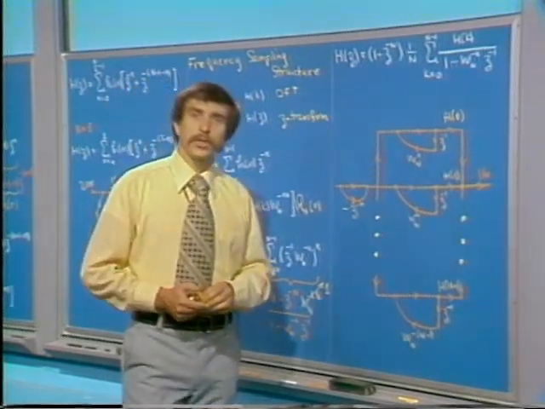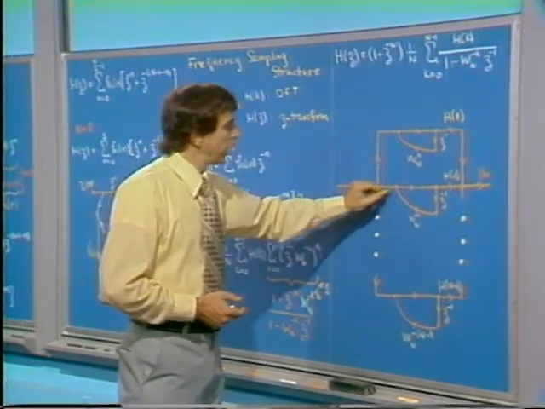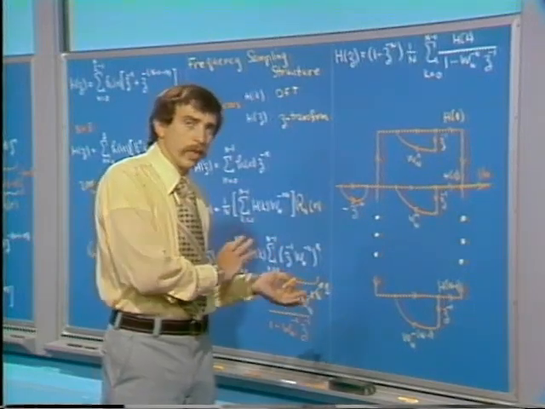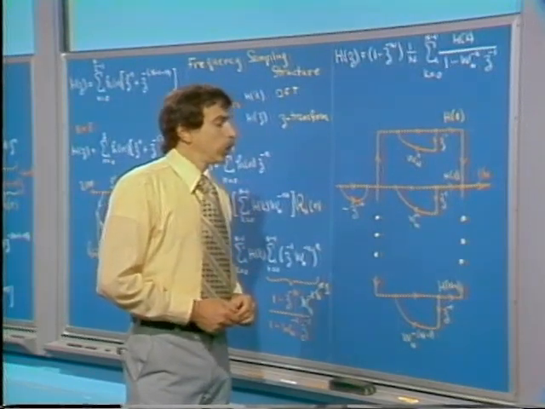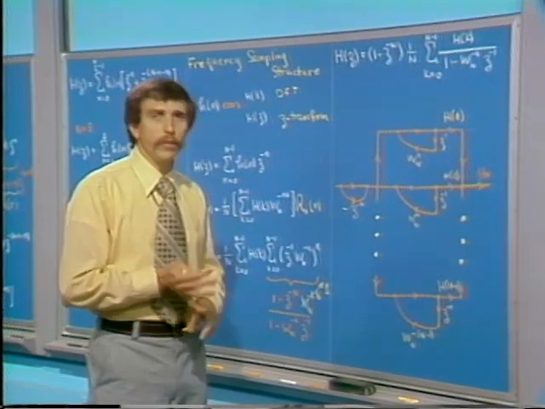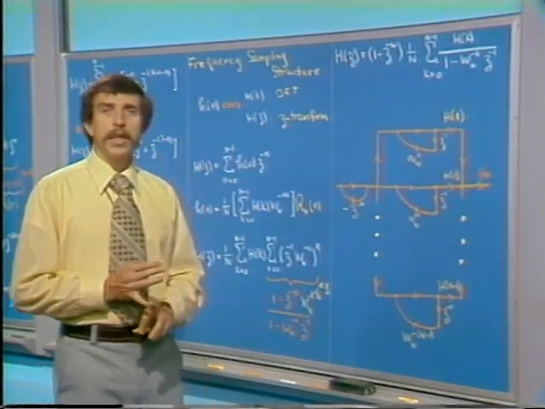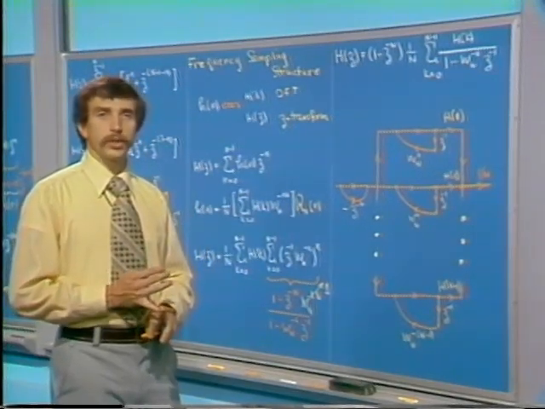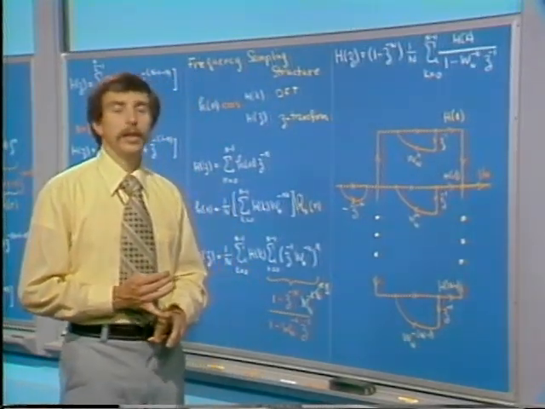But there are also some advantages to this kind of structure. And the advantages in some situations outweigh the main disadvantage of canceling out zeros with poles or poles with zeros. One of the first advantages is that the coefficients that are involved involve frequency samples. Now, in many situations, what we would like to implement is a system in which perhaps a large number of the frequency samples happen to be zero.